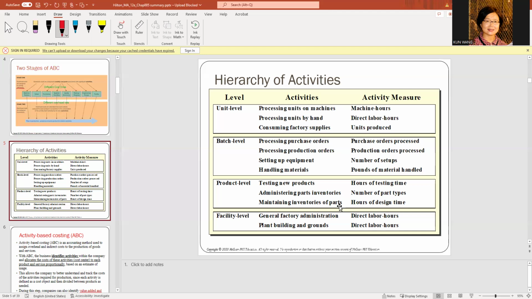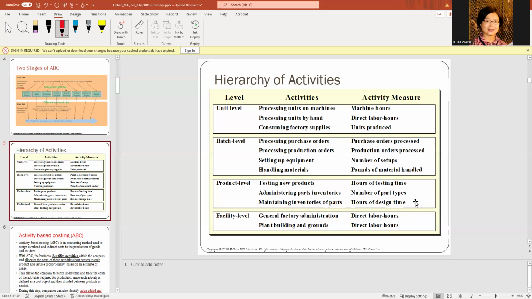Then continuing to move up, we have the product level, related to the different brands or product lines you have. For example, testing the new products, for the whole group of new products, a new model of your electronic product, a new flavor of a drink, like the number of part types, the parts inventories, and the design time.